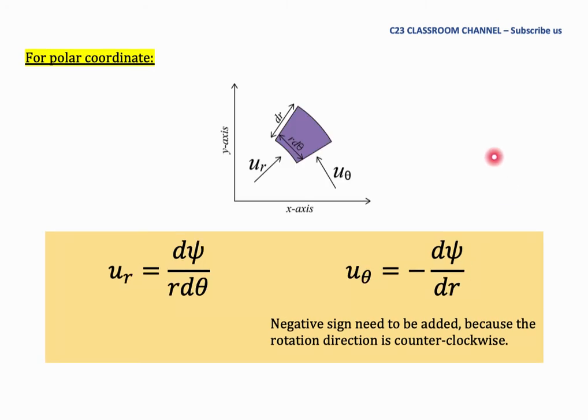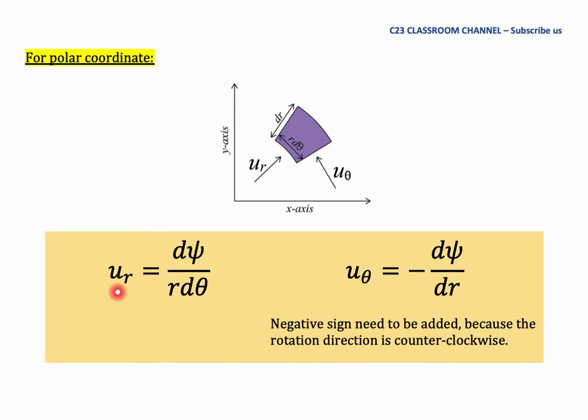And this is the stream function for the polar coordinate. So this diagram is the representative for the element in polar coordinate. So we have this kind of element. We have the component velocity for radial direction ur, and for the angular direction u theta here. So the length here is r d theta, and the length here is dr, and again we are focusing on two-dimensional axis, so the thickness of this element is equal to 1.